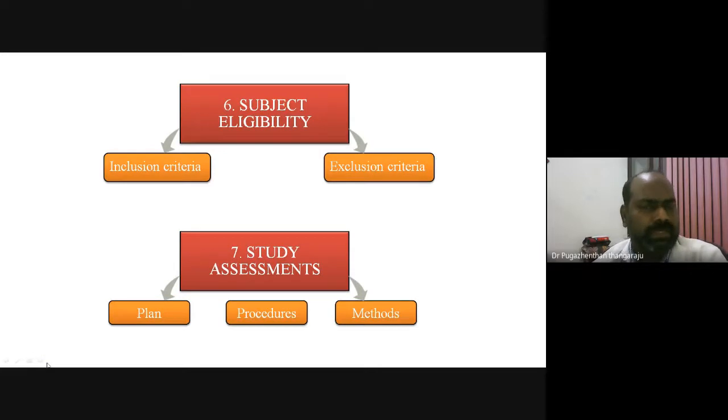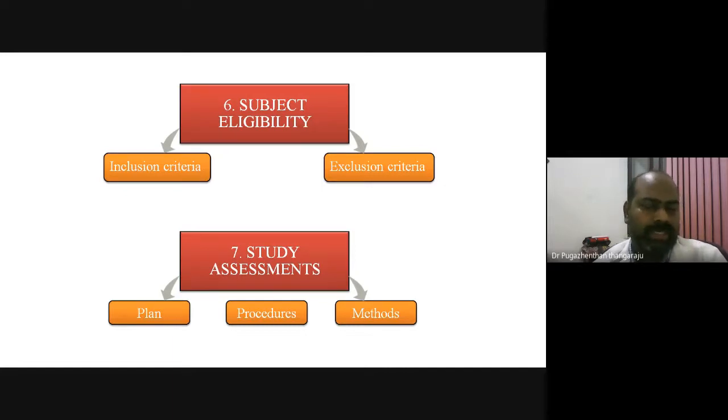So next is subject eligibility. That should be a proper inclusion criteria. Who is your targeted population? What should be the age, or what should be the sex, and whether they are regarding the cancer and regarding the particular disease condition, and like that it will be your inclusion criteria.